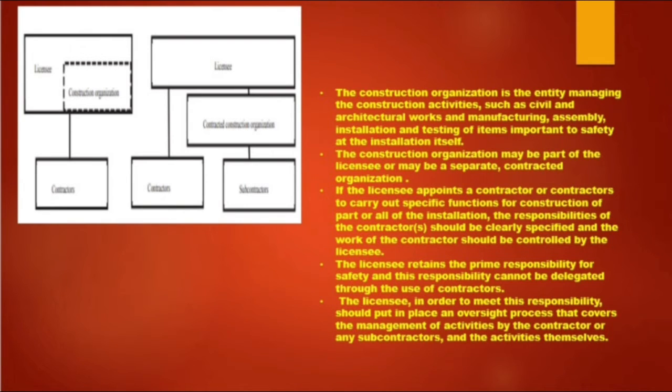If the licensee appoints a contractor to carry out specific functions for construction of part or all of the installation, the responsibilities of the contractor should be clearly specified and the work of the contractor should be controlled by the licensee. The licensee retains the prime responsibility for safety, and this responsibility cannot be delegated through the use of contractors. The licensee, in order to meet this responsibility, should put in place an oversight process that covers the management of activities by the contractors or any subcontractor and the activities themselves.